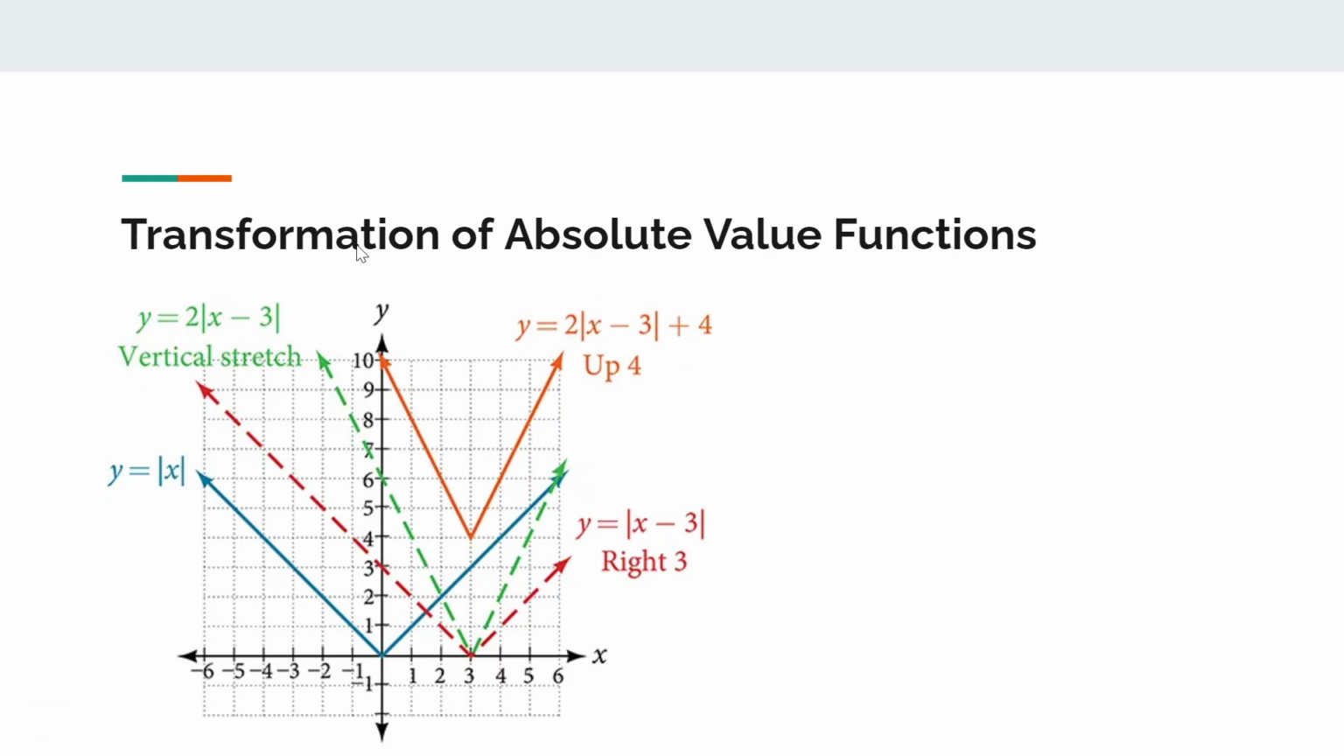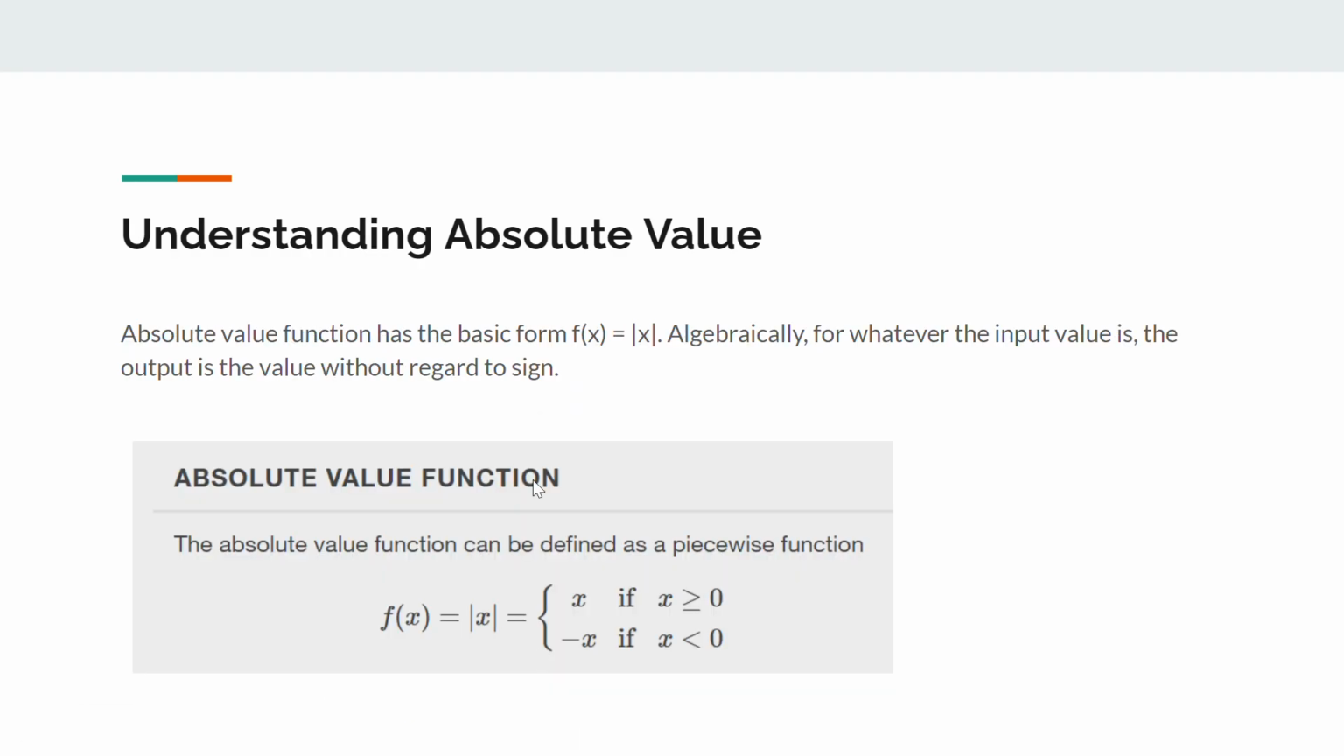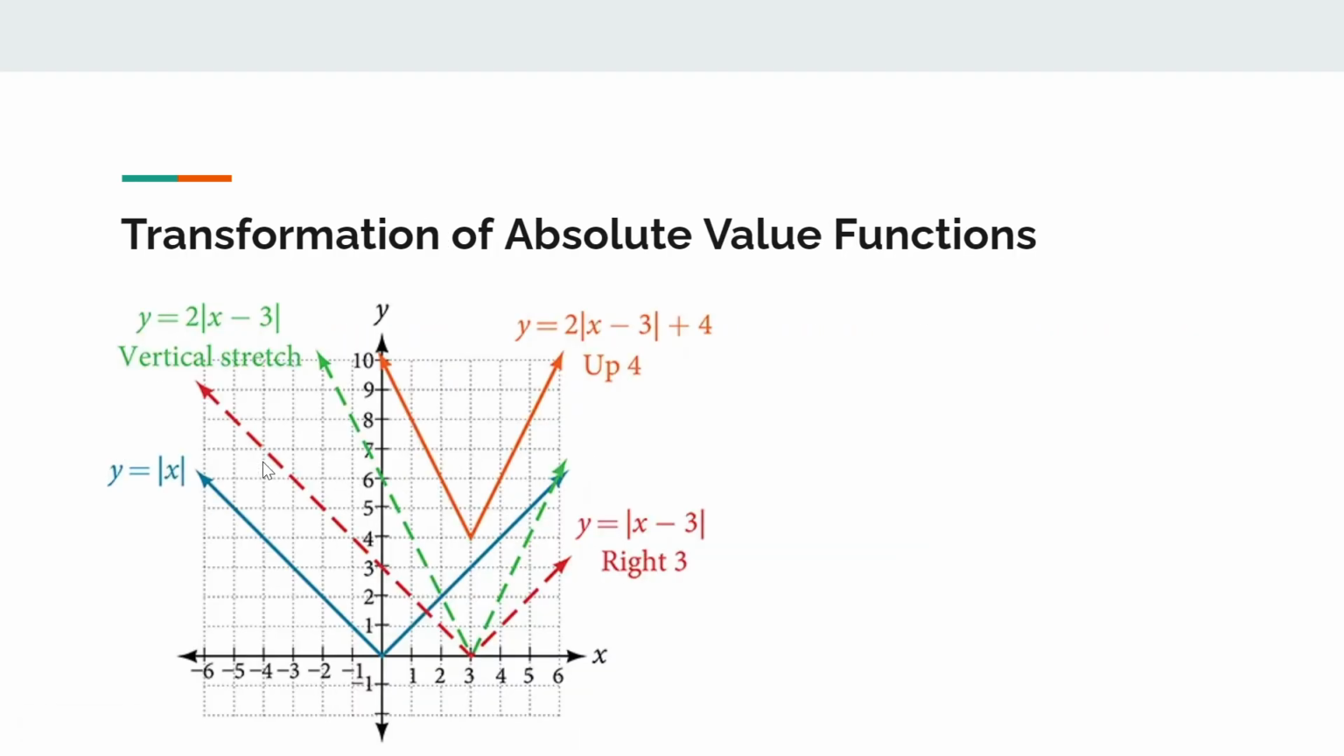Next, transformation of absolute value functions. If we look at the original function here, y is equal to the absolute value of x, you can see that it looks like this, right? And that's also this equation. If we want to shift this equation 3 units to the right, we can simply subtract 3 inside the absolute value sign. Or if we want to shift it 3 units to the left, instead of a negative 3, we put a positive 3. So if we have x plus 3 inside the absolute value sign, it's going to shift it to the left.